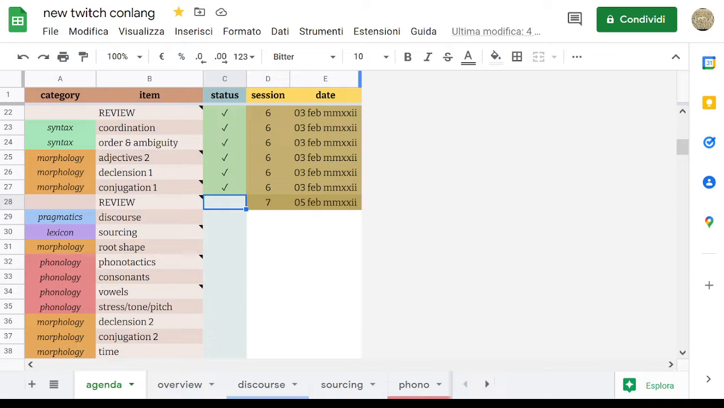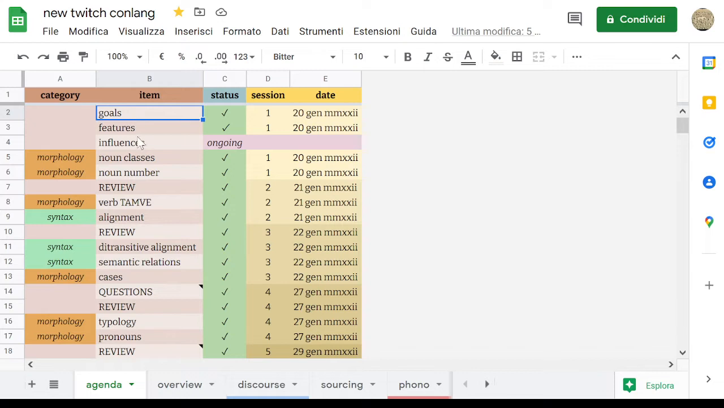So, I'm going to go ahead and start with a quick review of where we're at. And I'm just going to mostly use the agenda sheet here as the guide as we review, just because it's been 6 sessions already.